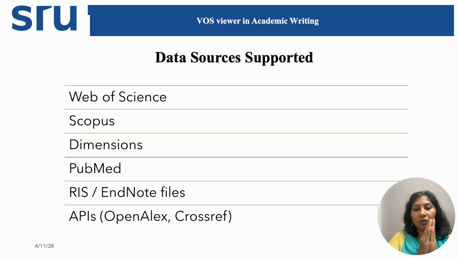So, based on our research area, we will be having some of the keywords. And those keywords can be provided in different databases like Web of Science, Scopus, Dimensions, PubMed, EndNote, or OpenAlex, Crossref. Wherever you have the full access, you can provide the input in the form of keywords. Finally, you will be shortlisting some of the work, some of the articles which have been published.